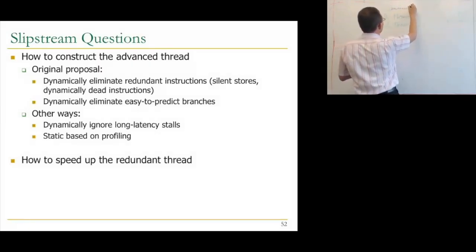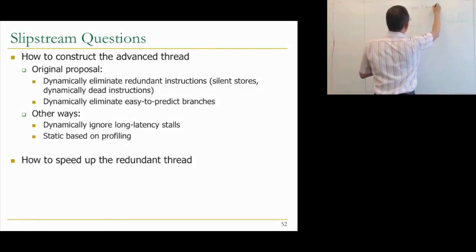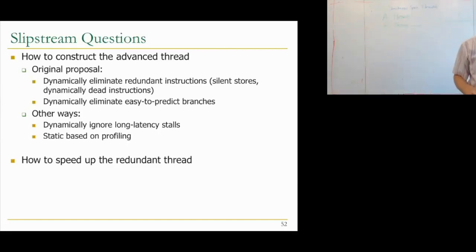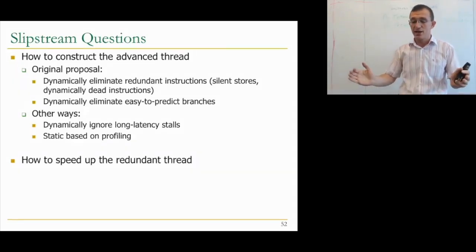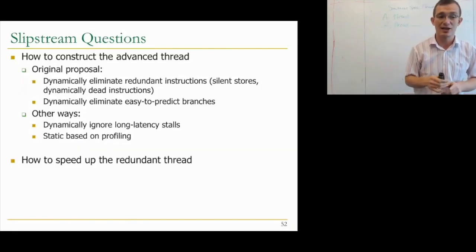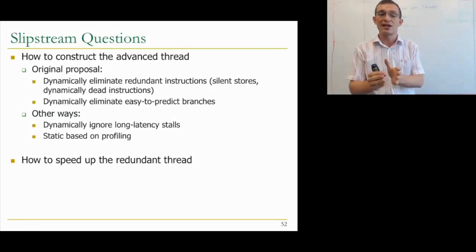Simultaneous speculative threading. And I'd encourage you to read the Sun paper if you'd like to get more information. So you could do this that way. Or, let's go back to Slipstream. Another way is you can statically construct an instruction stream based on profiling and some execution, right? That way you can reduce the size of the code that gets executed in the redundant stream.